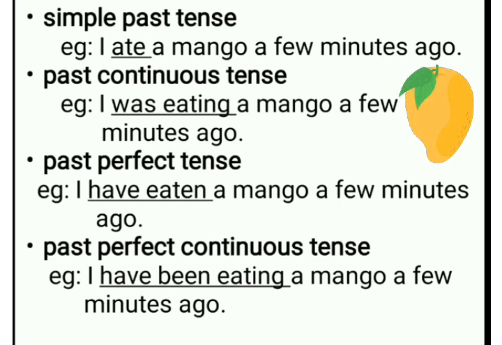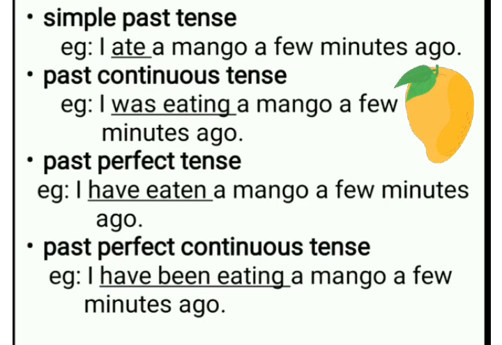In past continuous tense, we are going to use the helping verb was or were according to the subject, plus the verb plus ing. So here in this sentence, I was eating a mango a few minutes ago. We have used was plus the verb eat plus ing. If the subject is singular, we are going to use was, and if the subject is plural, we will use were.